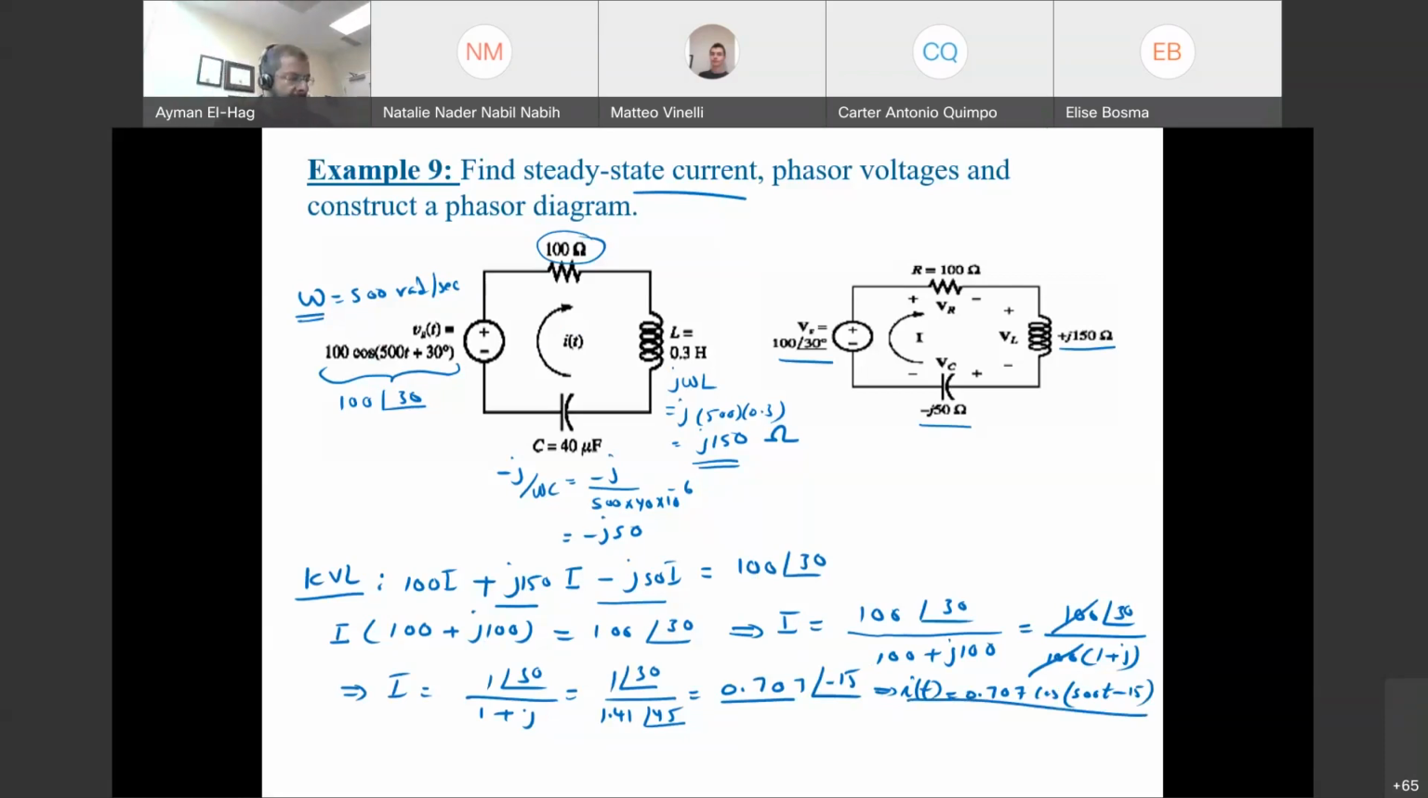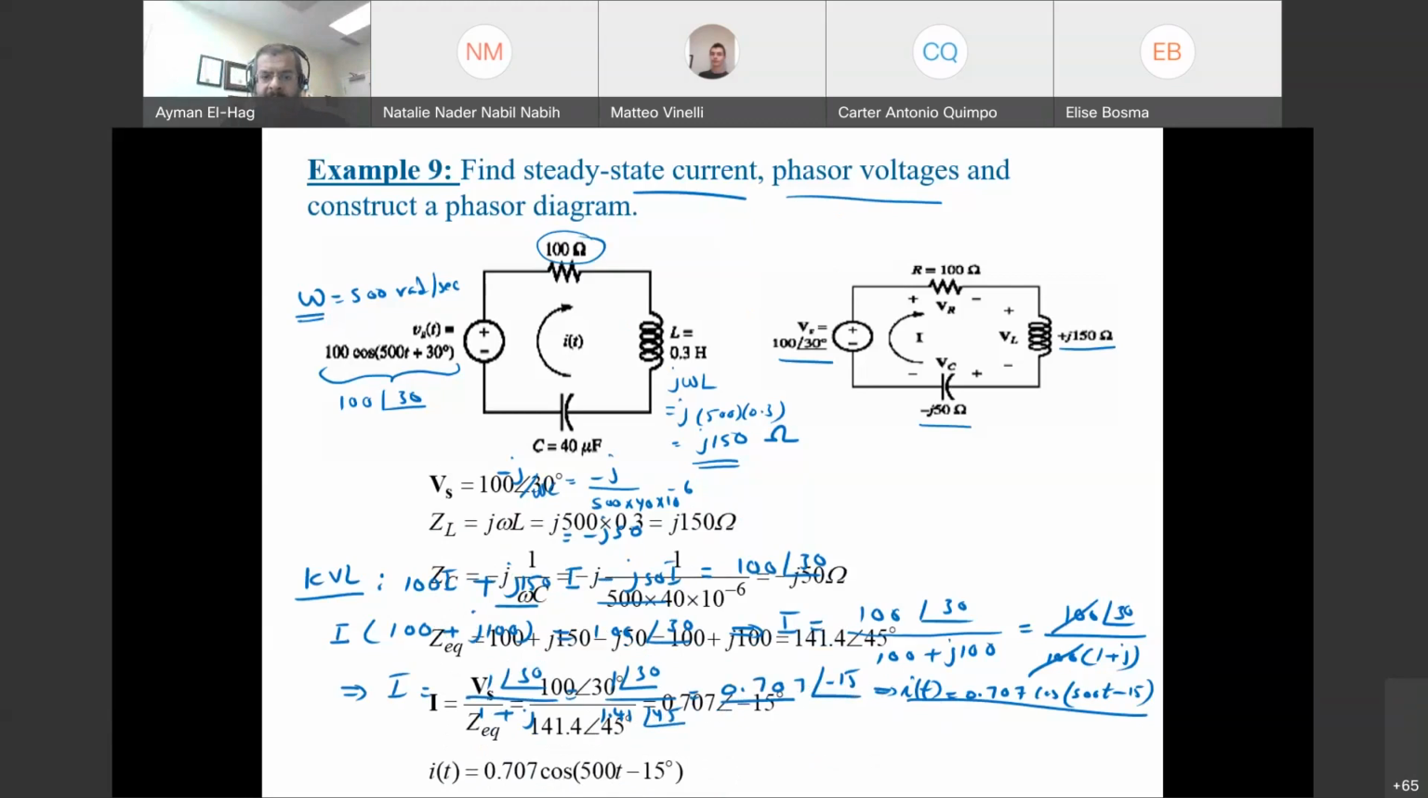Okay. Now, are we done? Not yet. We need to find the phasor voltages, not the steady state voltages or the time domain representation. We need to find only the phasor voltages.